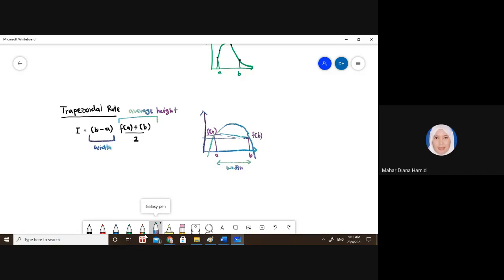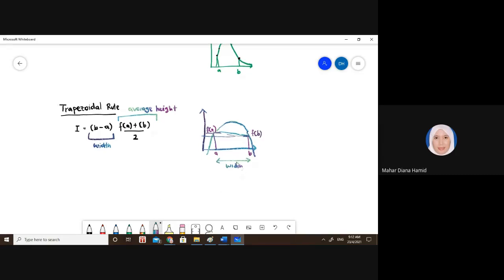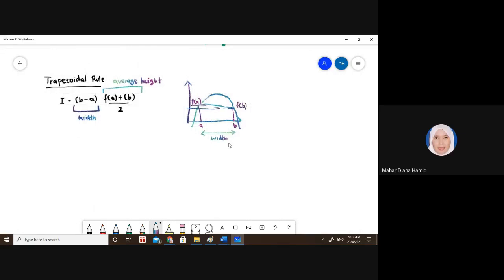formula for trapezoidal rule. As you can see, if we use one segment, the trapezoidal rule is not that accurate. However, in order to make it much more accurate, one way of counting this missing part is to introduce segments.